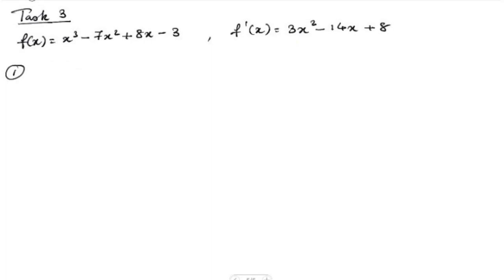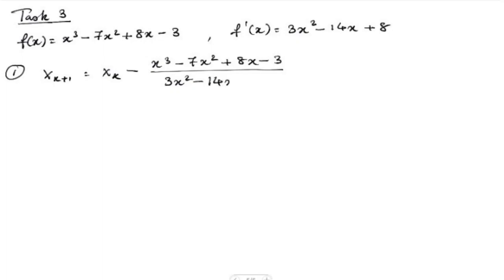Let me erase this here. So let's write it again. x_{k+1} is equal to x_k minus the function, which is x cubed minus 7x squared plus 8x minus 3, divided by 3x squared minus 14x plus 8. So we can write this for all the x_k.